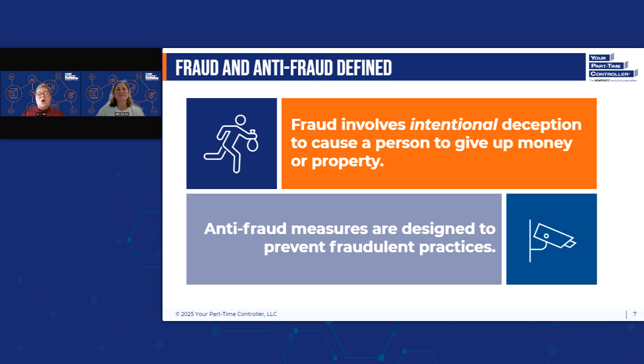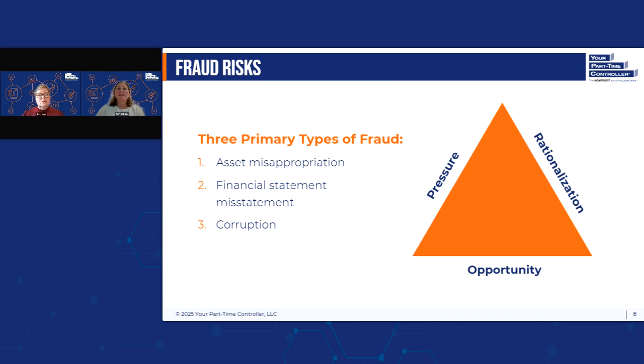Let's make sure we're clear on all of the things we talk about when we talk about fraud. So fraud involves the intentional deception to cause a person to give up money or property. So we're talking about intentional, purposeful, knowing actions taken by a fraudster who wants to trick us. Anti-fraud measures are designed to prevent fraudulent practices. And there are three main types of fraud. So asset misappropriation, that's when someone steals or misuses an organization's resources for their own good. We have financial statement misstatement and also corruption.